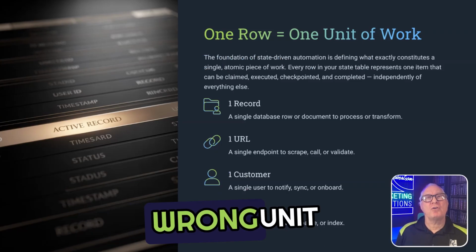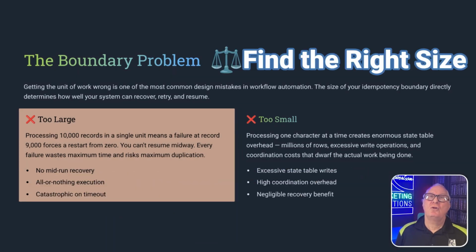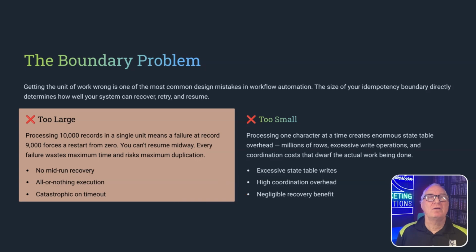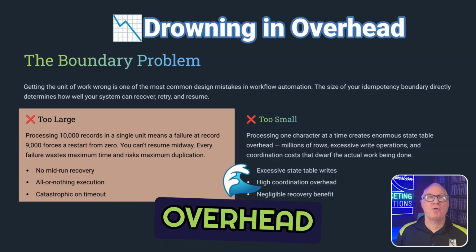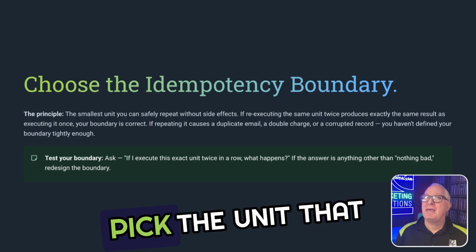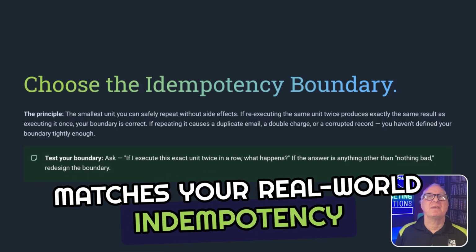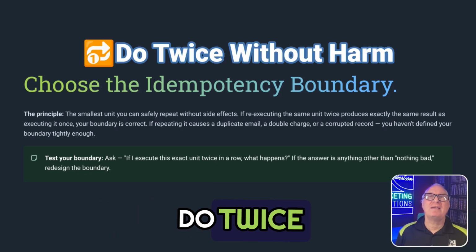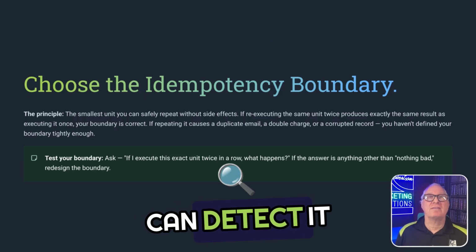If you choose the wrong unit, everything downstream gets messy. Too large, and you can't resume midway. Too small, and you drown in overhead. Pick the unit that matches your real-world dependency boundary. The thing you can do twice without harm, as long as you can detect it.